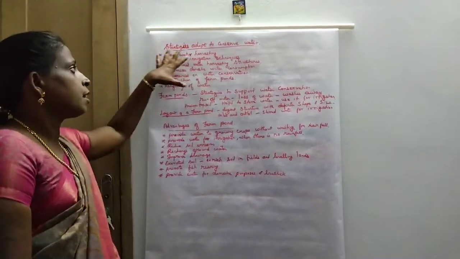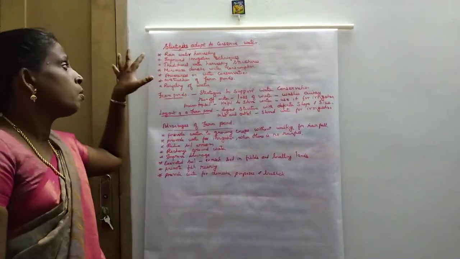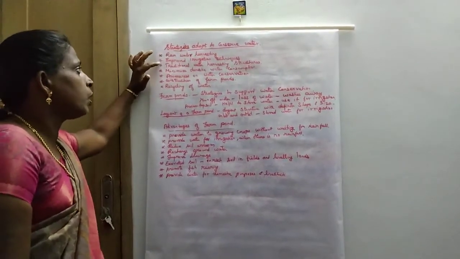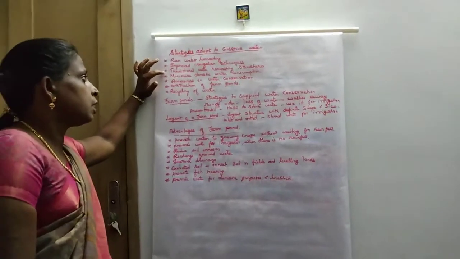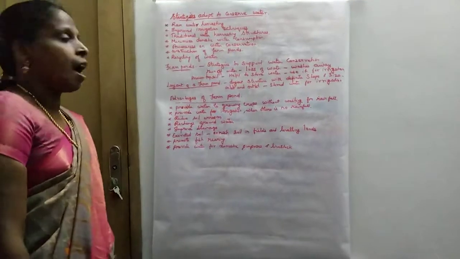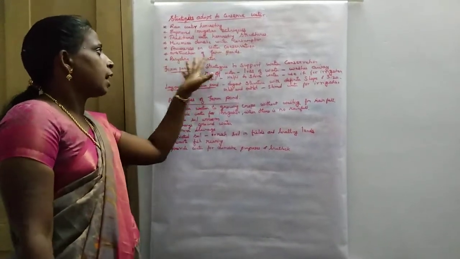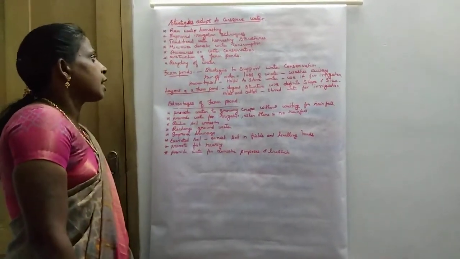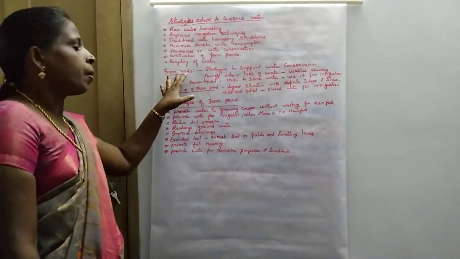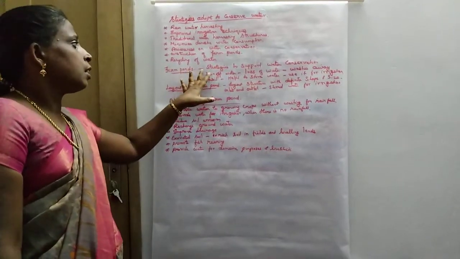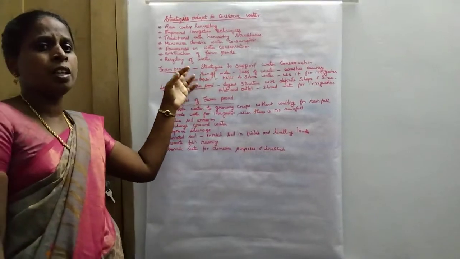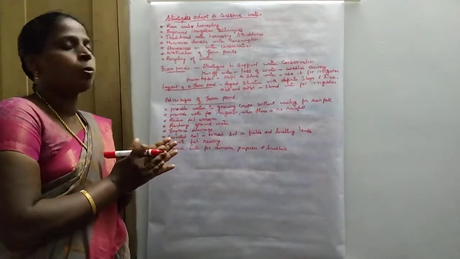These are the strategies we can use to conserve water. First one is rainwater harvesting system. Second one is improved irrigation techniques. Third one is traditional water harvesting structures, then minimize domestic water consumption, awareness on water conservation, construction of farm ponds. Next one is recycling of water. Next one is farm pond. What is a farm pond? It is one of the strategies to support water conservation.